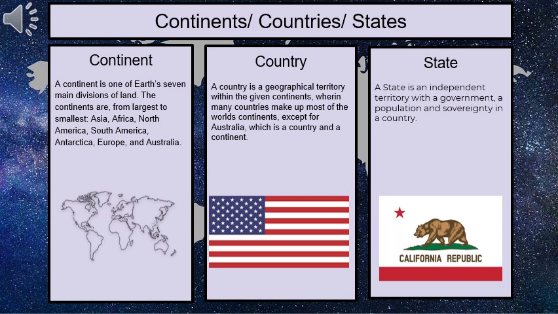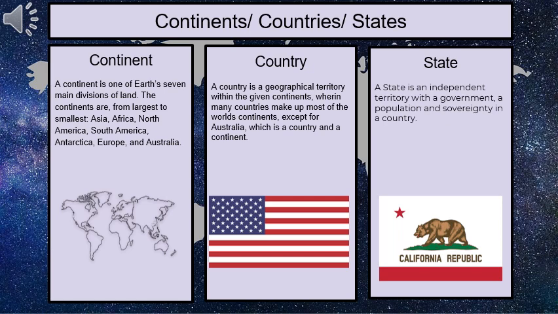A country is a geographical territory within a given continent, wherein many countries make up most of the world's continents, except for Australia, which is a country and a continent in and of itself. North America, as an example, has the countries Canada, the United States, and Mexico, whereas South America is comprised of many smaller countries. Same with Africa, Europe, and Asia. Antarctica is in a whole other definition by itself.